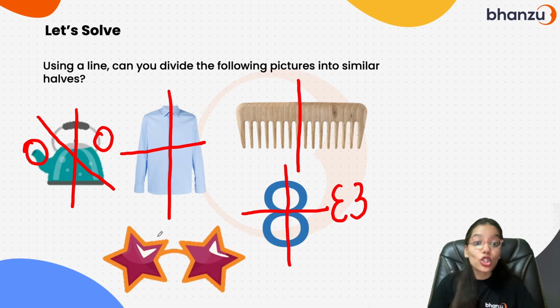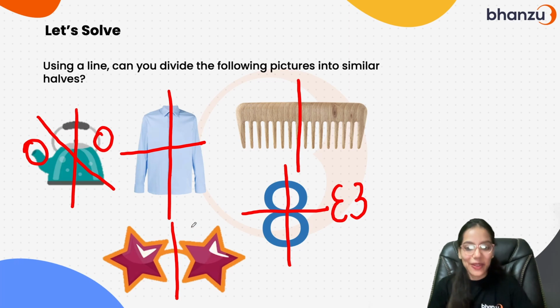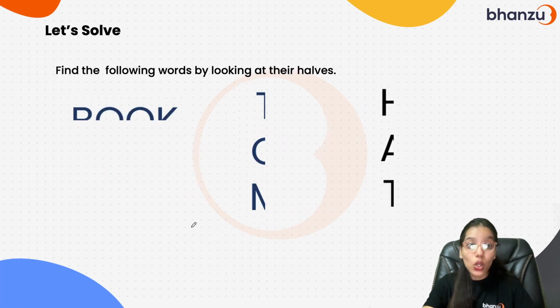And I have goggles here. They look so cool, correct? So how do I divide it? Correct. I can divide it like this. And both the sides look exactly the same. Alright. And now we have a different challenge. This time, they are asking us to find the following words by looking at their halves.